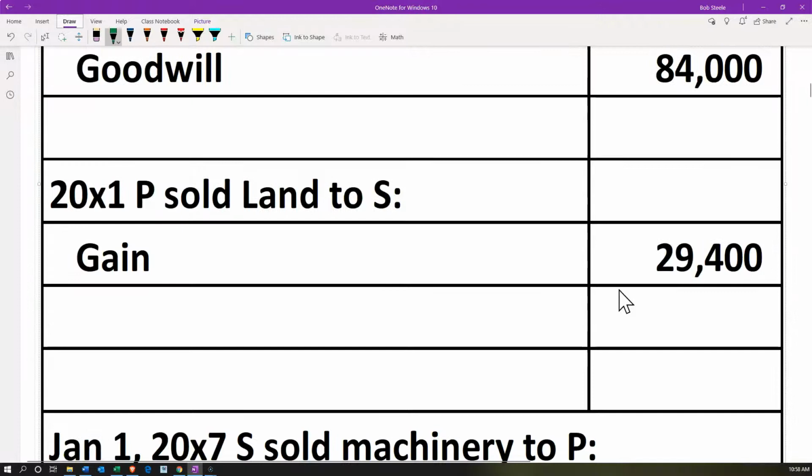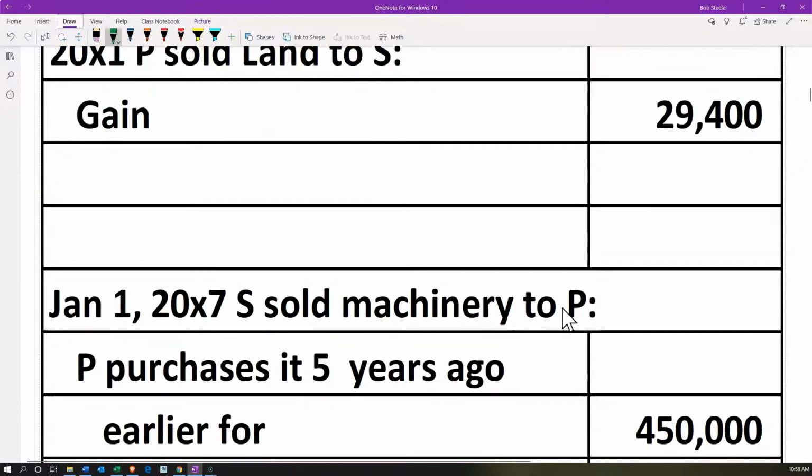Then the 2000 X1, P sold land to S. So P sold land to S. It happened in 2000 X1, so that was a while ago, and we're just going to be given the gain here. So the gain's being given to us at the $29,400.